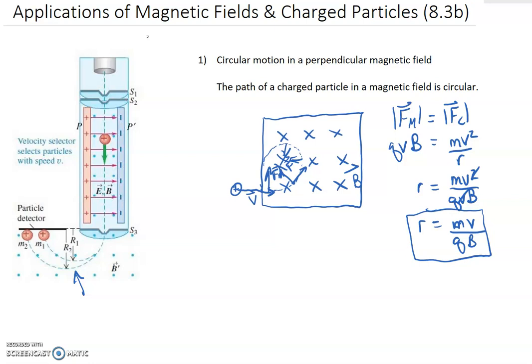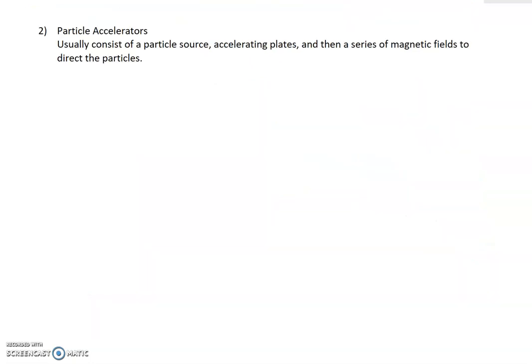Let's look at a second thing, and that is how particle accelerators work. It's the part I talked about here that's not shown in this diagram, but actually getting the particles up to speed. How does that work? Particle accelerators work like this. They have a particle source, so the particles need to come from somewhere, and they need to have accelerating plates, and they need to have a series of magnetic fields to direct the plates. So in this case, I could draw a simple particle accelerator like this.